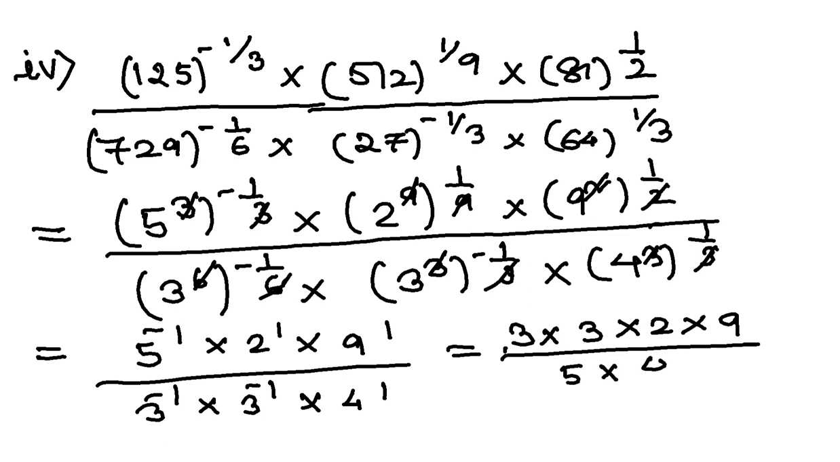And 4, 2 times 4, so 3 into 9 is 81, 5 into 2 is 10. The final answer is 81 by 10. So this is question number 4. I'm putting a star mark over here because this question is very important. Now let's go to question number 5.